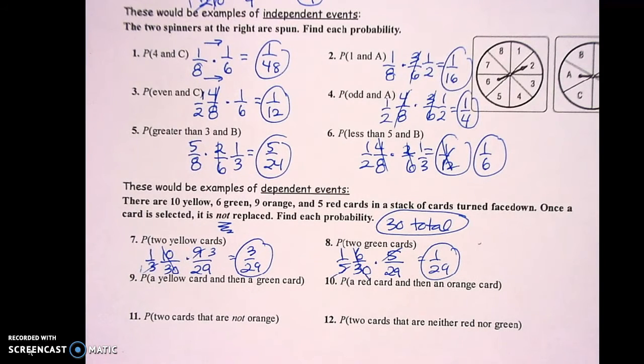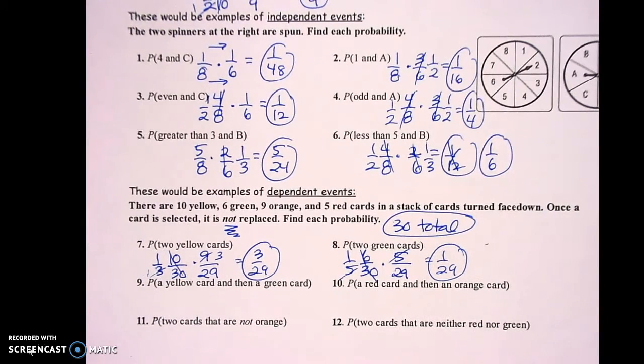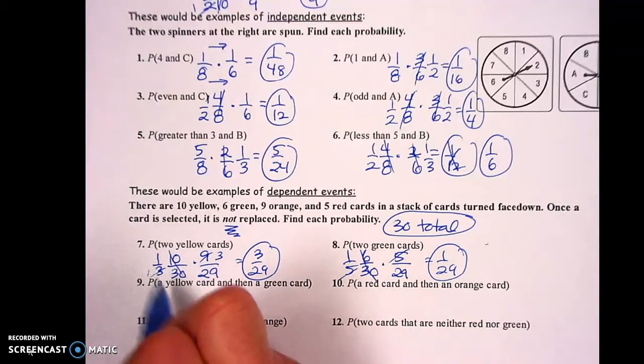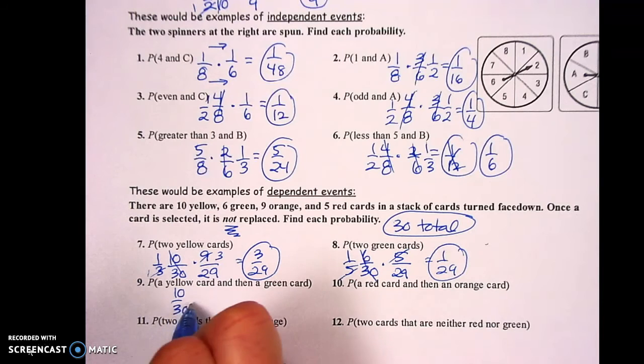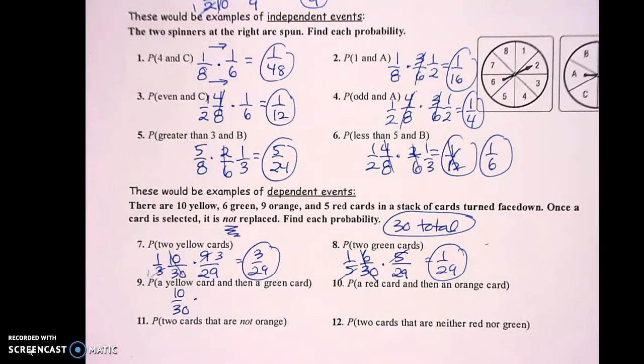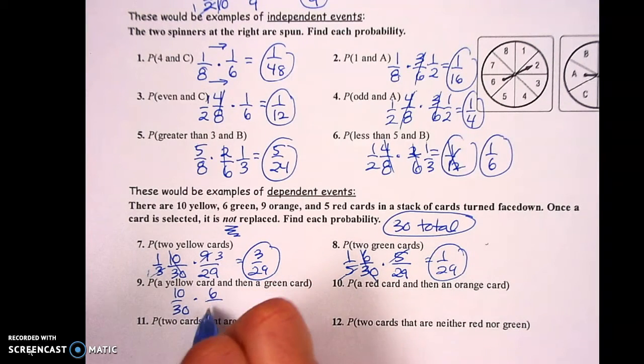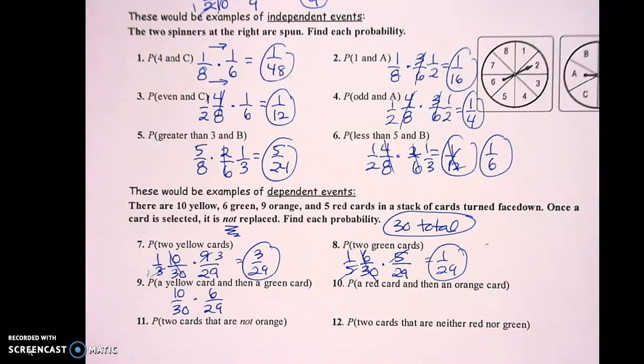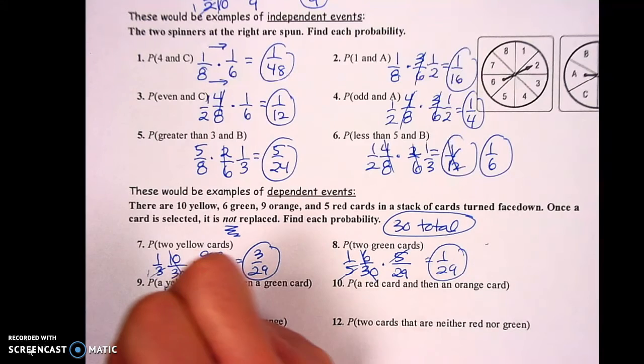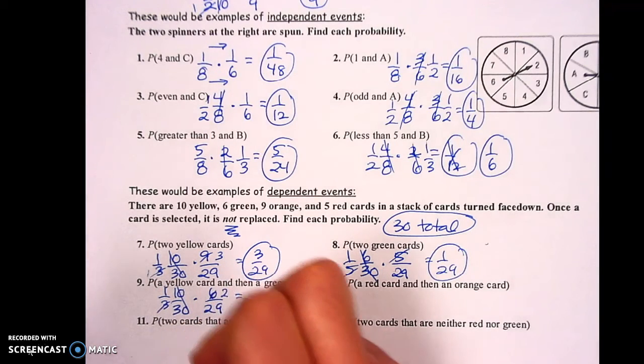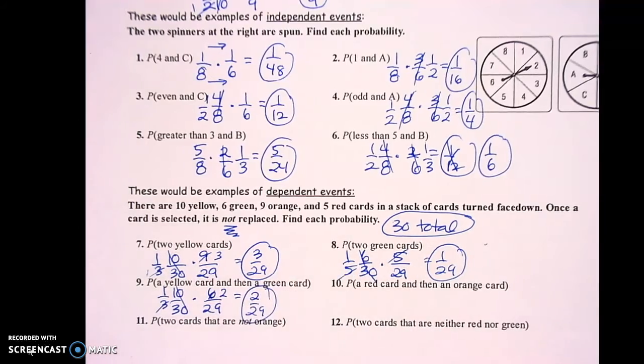Number 9, probability of picking a yellow card and then a green card. So we did this before. First I have 10 out of 30 yellow cards. I got what I wanted. Take out that yellow card. How many greens are there? There were 6 greens out of 29 because we took that one out. Go ahead and simplify. Two out of 29 chance.